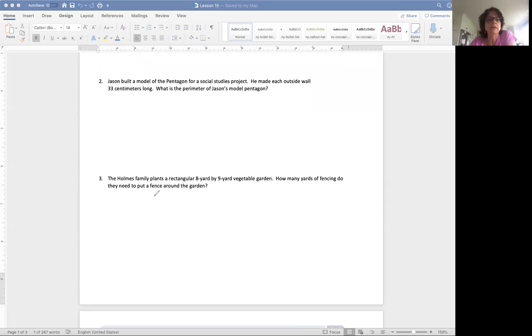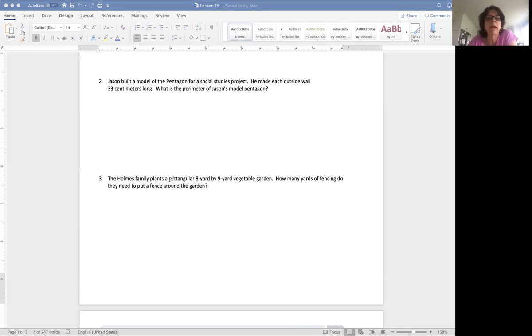How many yards of fencing do they need to put a fence around the garden? So perimeter and fences, fences are really a real world use of perimeter. It is probably one of the most common ways you would use perimeter, to put a fence around a yard. So that's exactly what the Holmes family is doing in this word problem.